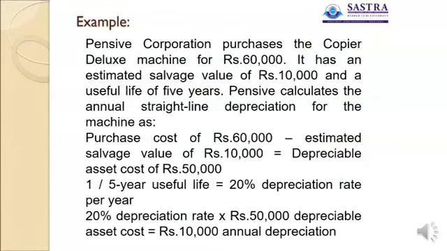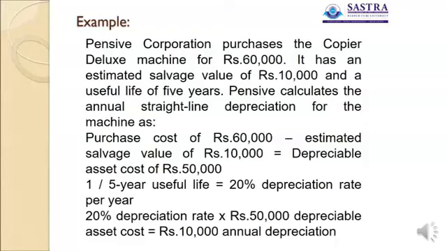Pensive Corporation purchases the copier deluxe machine for 60,000, the estimated salvage value is 10,000 and a useful life of 5 years. Pensive calculates the annual straight line depreciation for the machine as purchase cost 60,000 minus estimated salvage value 10,000, so the asset cost is 50,000. 1 by 5 year useful life is a 20% depreciation rate, right? So the 20% depreciation rate is applied to 50,000, the depreciable asset cost, giving 10,000. This is the method.